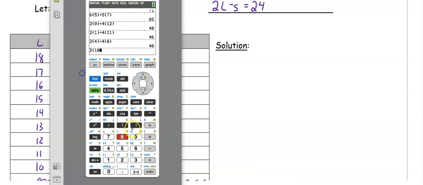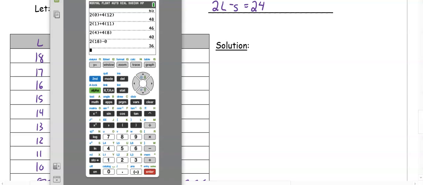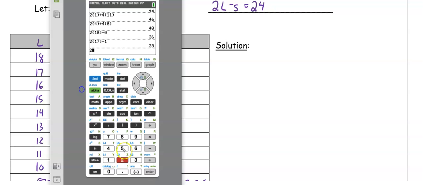2 times 18 minus 0 gets us 36. 2 times 17 minus 1 gets us 33. 2 times 16 minus 2 gets us 30.